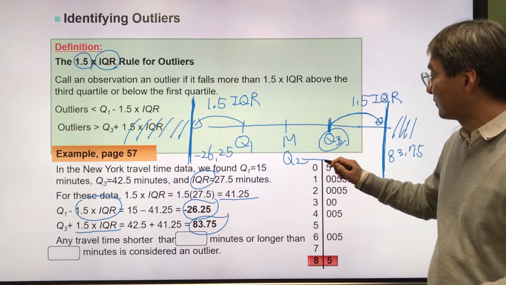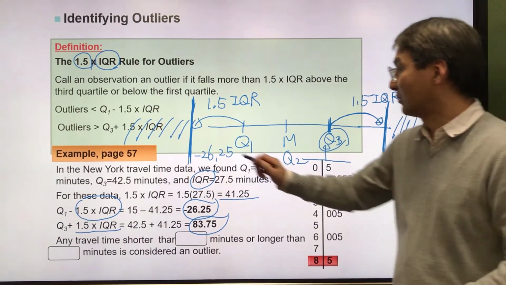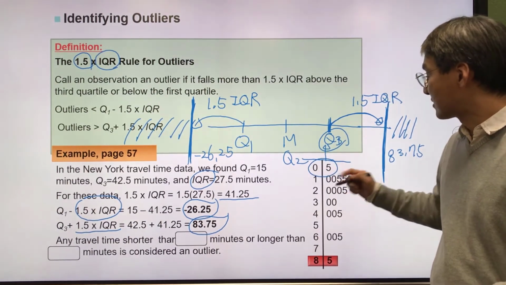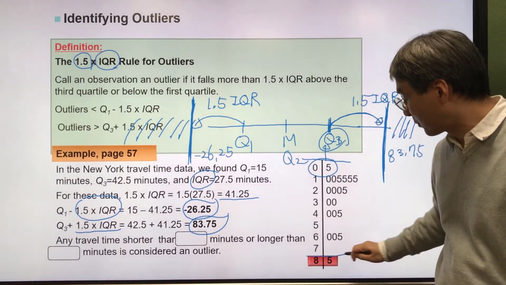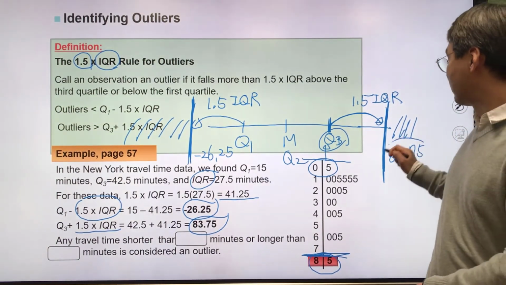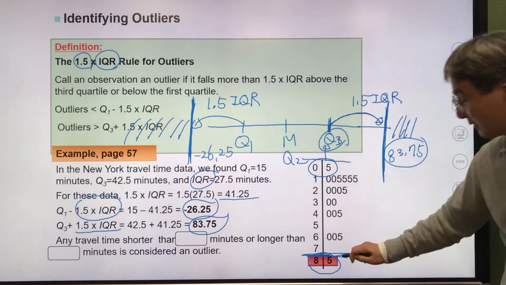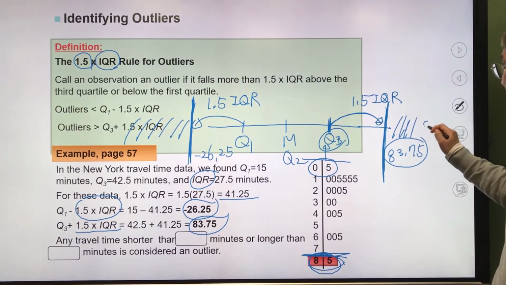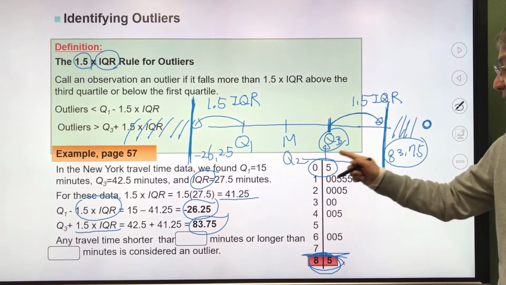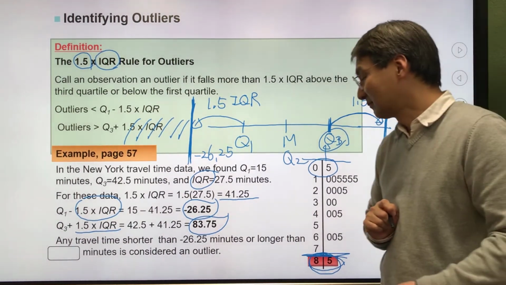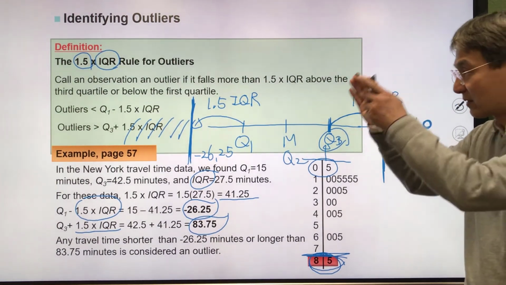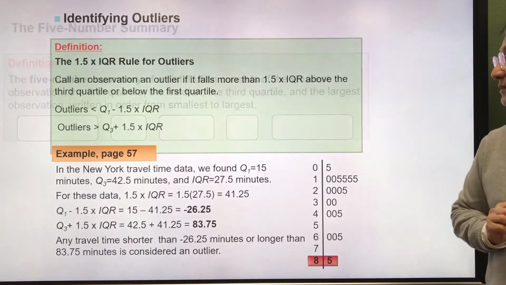Before 0.5, there's nothing, so there's no outlier before 0.5. Beyond the upper boundary, we have 85, because the boundary is 83.75, and 85 is beyond it. So we have one outlier in this data set. We just follow the definition, and we can find the outliers like that.